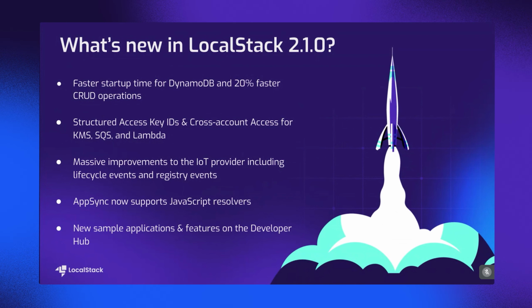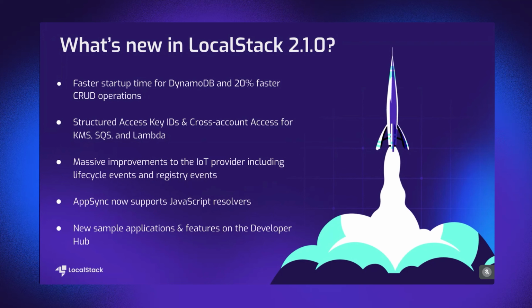We have also made the CRUD operations 20% faster, so you will definitely see a spike there. Apart from this, LocalStack has now started supporting structured access key IDs. We have also taken multi-accounts to another level because we have introduced cross-account access. So now you can simply use Amazon Resource Names, ARNs, with your KMS keys, your SQS queues, and your Lambda functions, and you can retrieve them even if they belong to some other account.